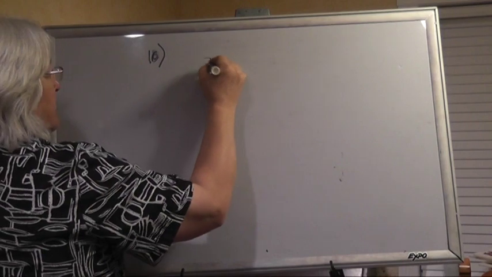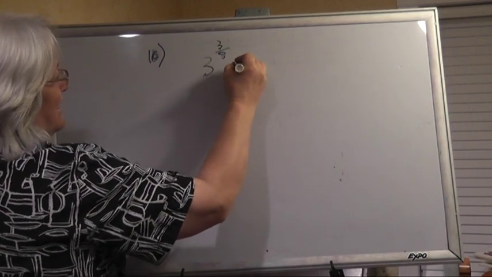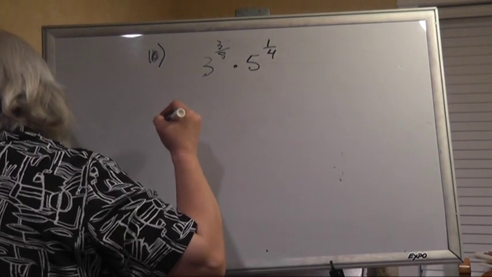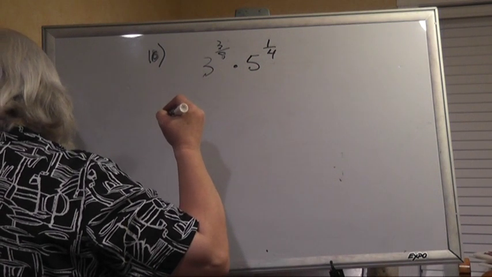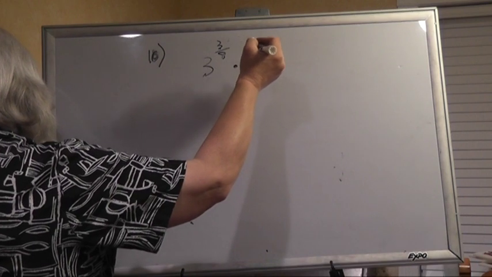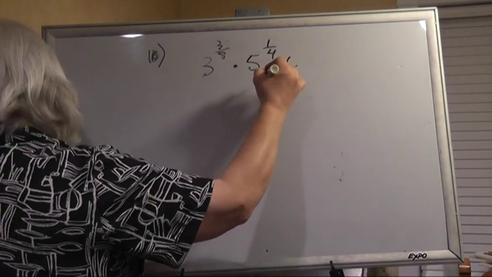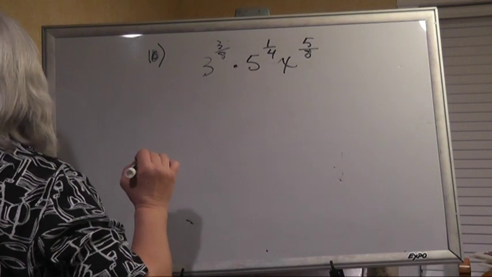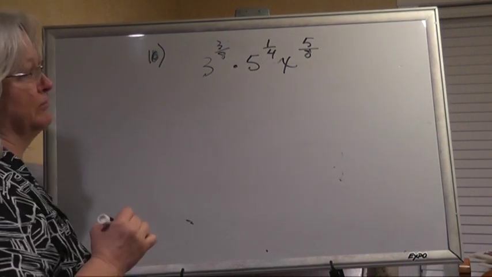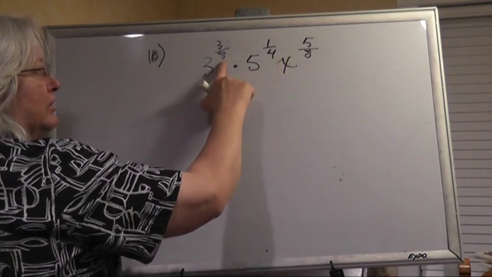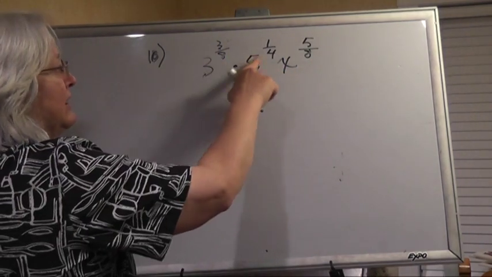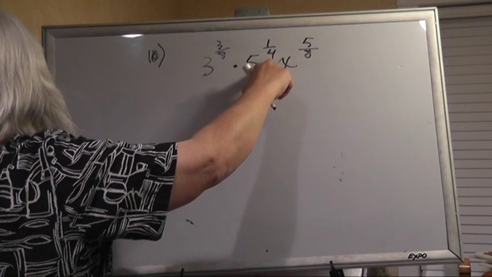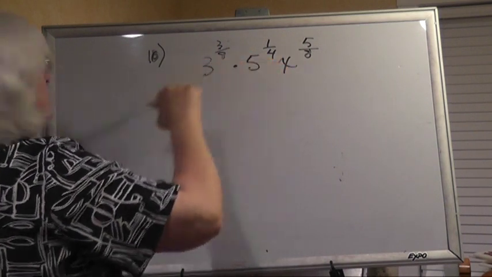And this is 3 to the 3/8 times 5 to the 1/4 times x to the 5/8. Okay, now that one definitely looks just a little bit different, because we don't have the same denominator here, do we? Well, you have to have common denominators when you're working with fractions. What's a common denominator of 8 and 4? Well, it's 8.